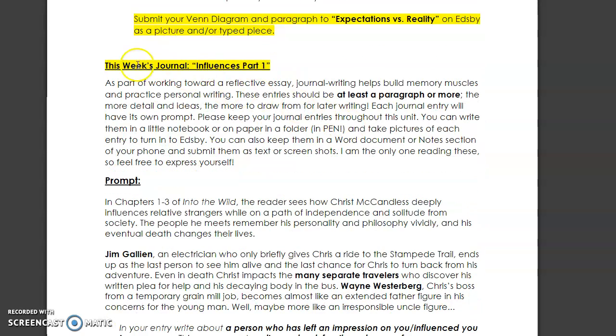Our last assignment for this week is our journal entry. This week's journal is called Influences Part 1. Your journal entry should be at least a paragraph or more. Just like our other assignments, you can just take a picture of it as long as it's written in pen so I can see it, or you can type it in directly, but make sure this is about a paragraph.